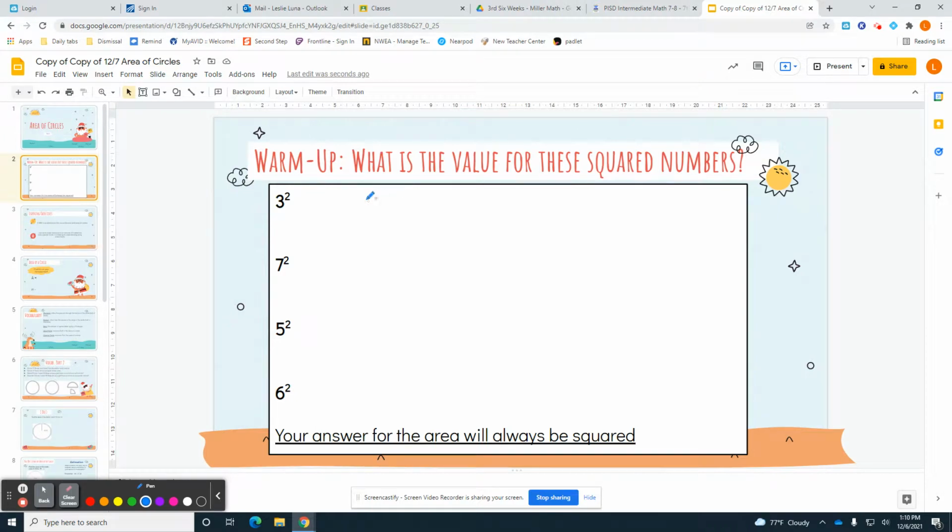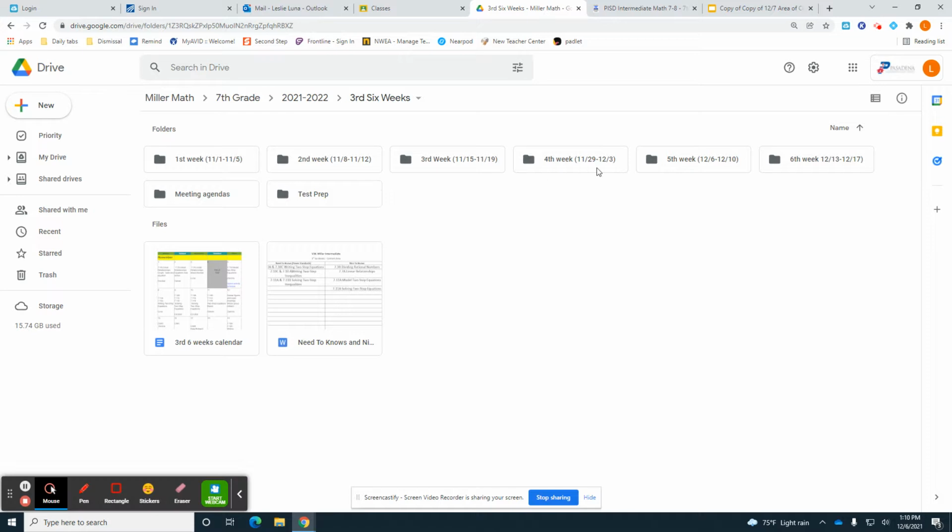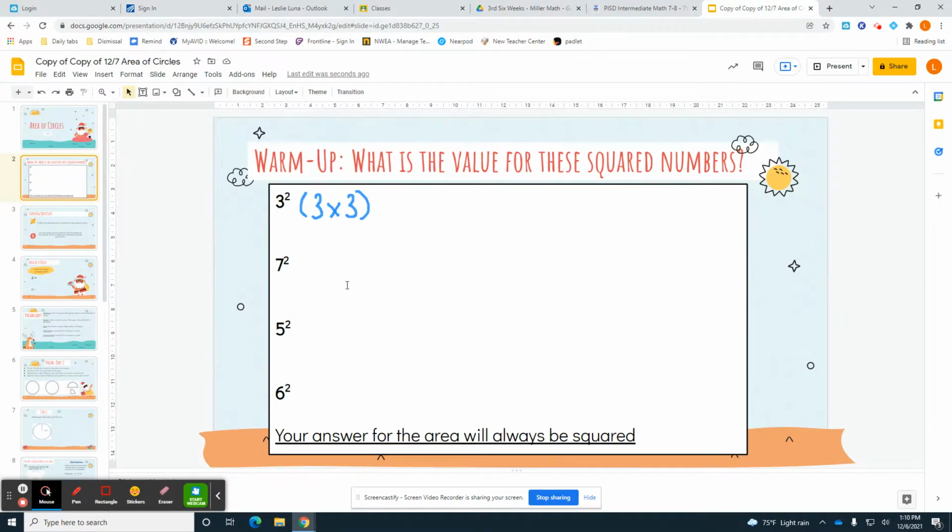Okay. So just in case you don't know, when you have a number with a power, so 3 to the power of 2, what that means is 3 times 3. So what's 3 times 3? And then this would be the same thing except with 7, 5, 6, and so forth. I believe that's on your notes. Let me double check. So yeah, that should be on your notes. If it's not, just do it on the back.